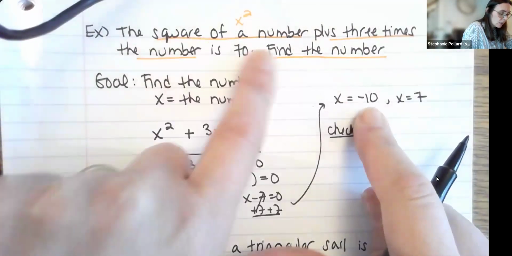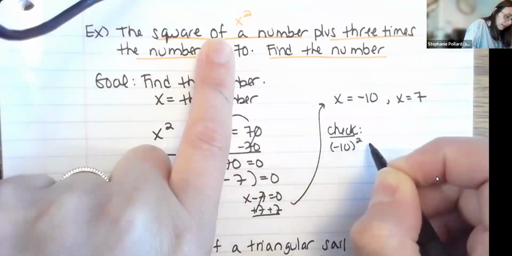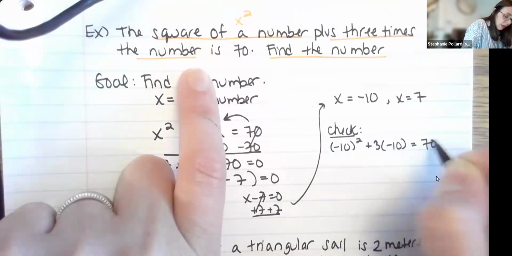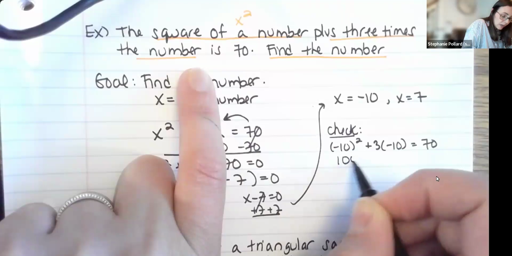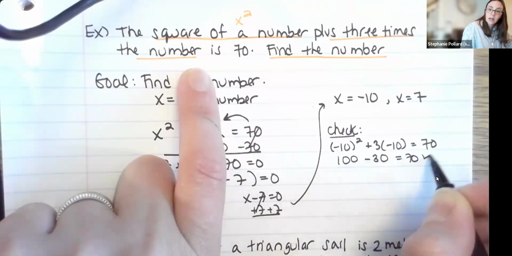Negative 10 squared, so the square of a number. So I'd have negative 10 squared plus 3 times negative 10. Is that actually equal to 70? Well, negative 10 squared would be 100, and then 3 times 10 is negative 30. So yep, that does work out.